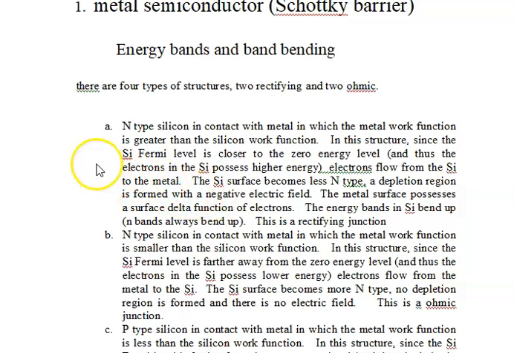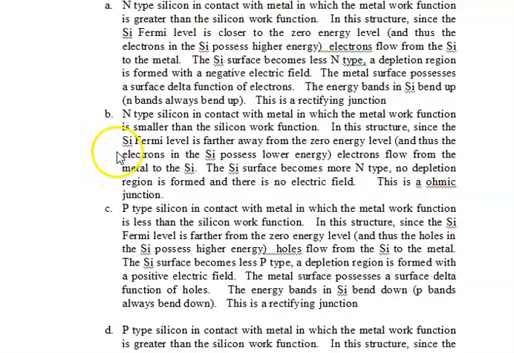There are 2 rectifying structures, A here and C here, and there are 2 non-rectifying structures, B and D. The difference between the rectifying and the non-rectifying is that in the rectifying, the surface at the metallurgical junction always becomes closer to intrinsic. If it's N-type, it becomes less N-type.